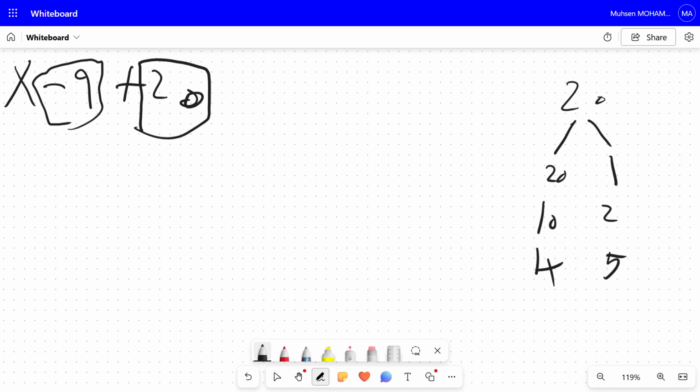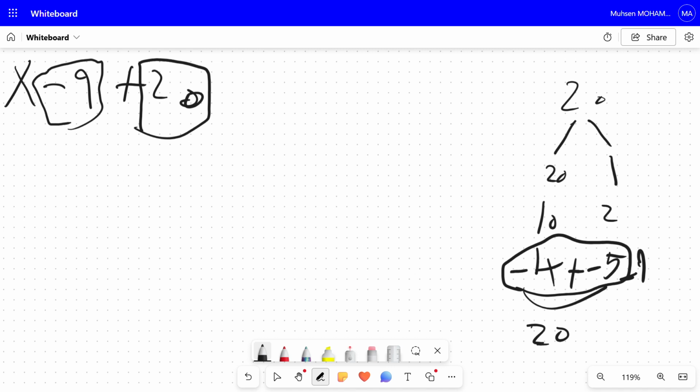So here I know that 4 and 5 equals 9. So if I make both of them minus, it will equal minus 9, and if I multiply them, it would still be positive 20, as minus times minus is positive. So now I know that I need minus 4 and minus 5.